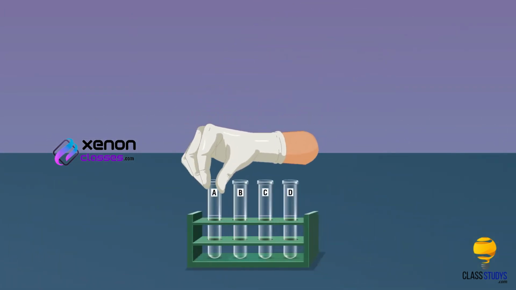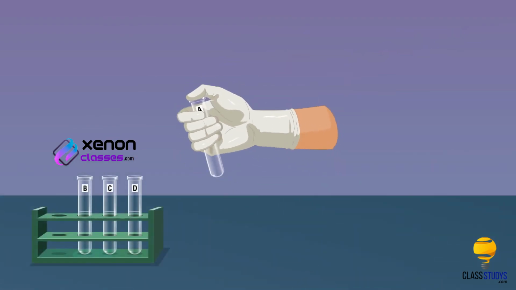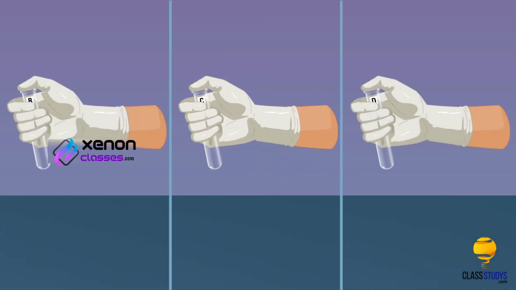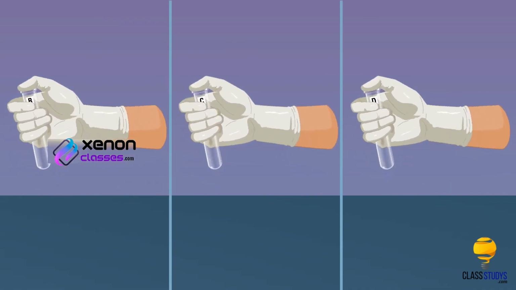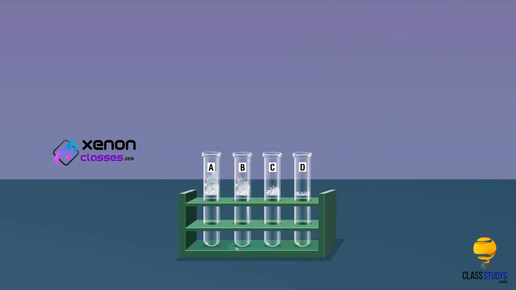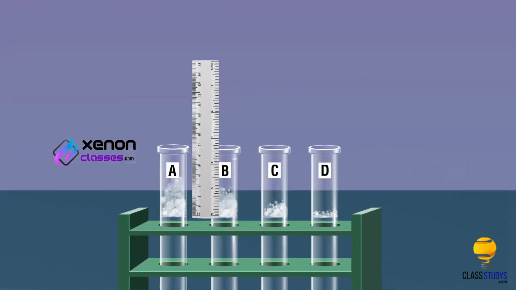Take the test tube labeled A and shake it 10 times by placing the thumb on its mouth. Repeat the steps with the remaining 3 samples of soap solutions. By shaking, the test tube will form foam. Using a measuring scale, measure the length of the foam produced.